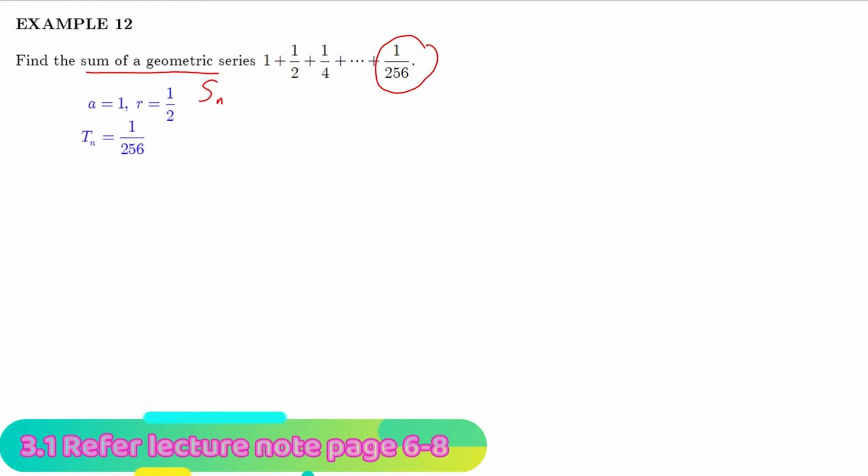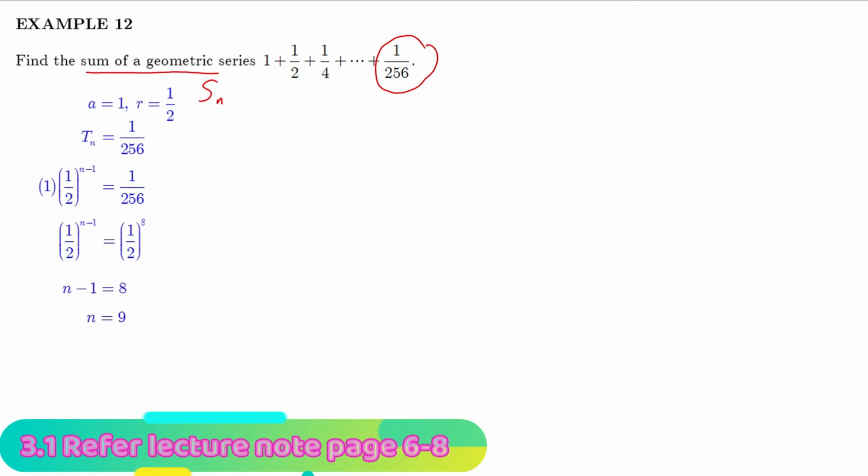In order to find the sum of the first n terms, we first need to find our n. So to do that, we have to use the Tn formula again with our A, 1 and R, 1 over 2, and equate it to 1 over 256. And finding the same base for both sides of the equation, we have 1 over 2 to power n minus 1 equals 1 over 2 to power 8. And comparing the indices, we have n equals 9.